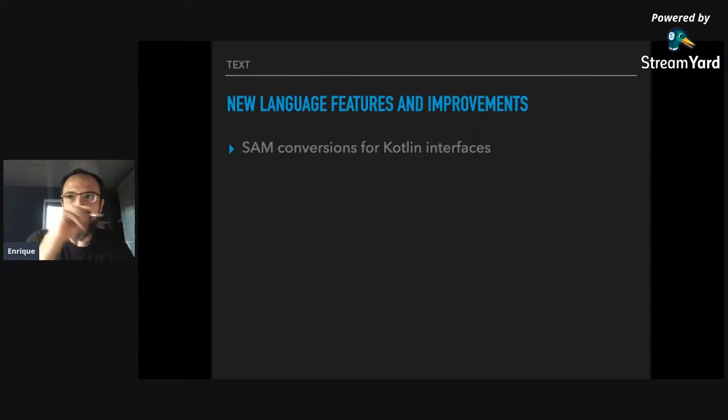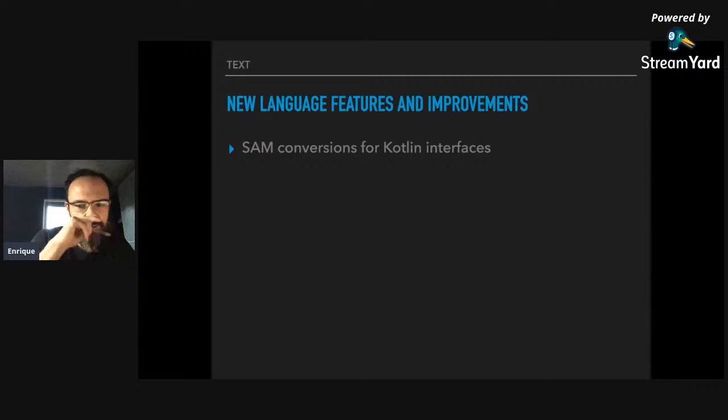So without further delay, some of the new language features and improvements that come with this new version are the SAM conversion for Kotlin interfaces. Before Kotlin 1.4.0 arrived, you could apply SAM, which stands for Single Abstract Method. There was actually a very nice post from Jorge Castillo. If you search for him on Twitter, you'll find him. So before, you could apply SAM conversions only when you were working with Java methods and Java interfaces from Kotlin. From now on, you can use those conversions for Kotlin interfaces as well.